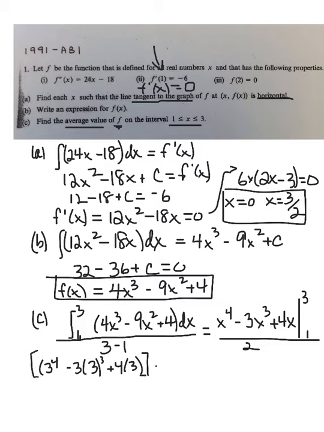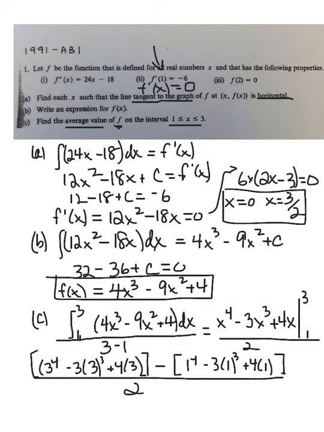Then you'll always subtract upper bound minus lower bound. So now we're going to do 1 to the 4th minus 3 times 1 cubed plus 4 times 1, and you work that out. And then we're going to divide our answer by 2. When you work this out, over here you will end up getting 12. Over here you're going to end up getting 2. So we're going to do 12 minus 2, which is 10, and 10 divided by 2, which is 5. So our final answer here then would be 5.